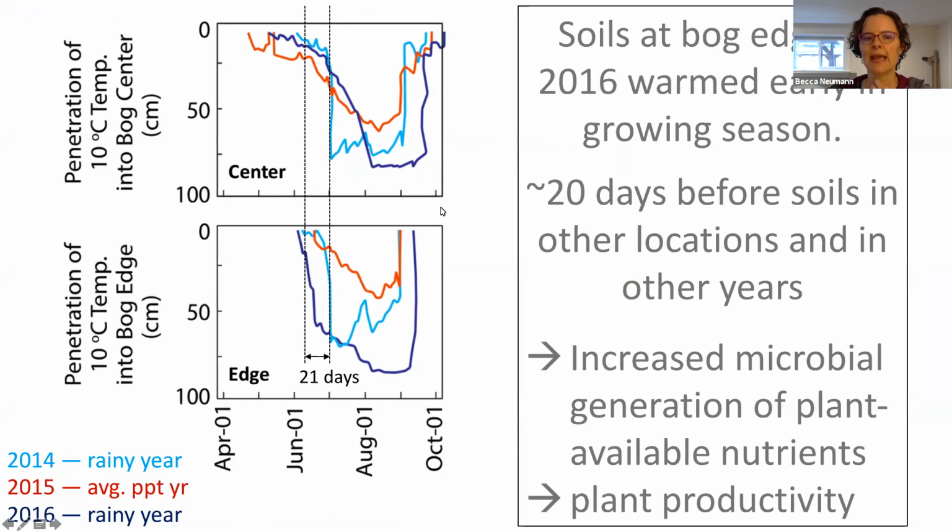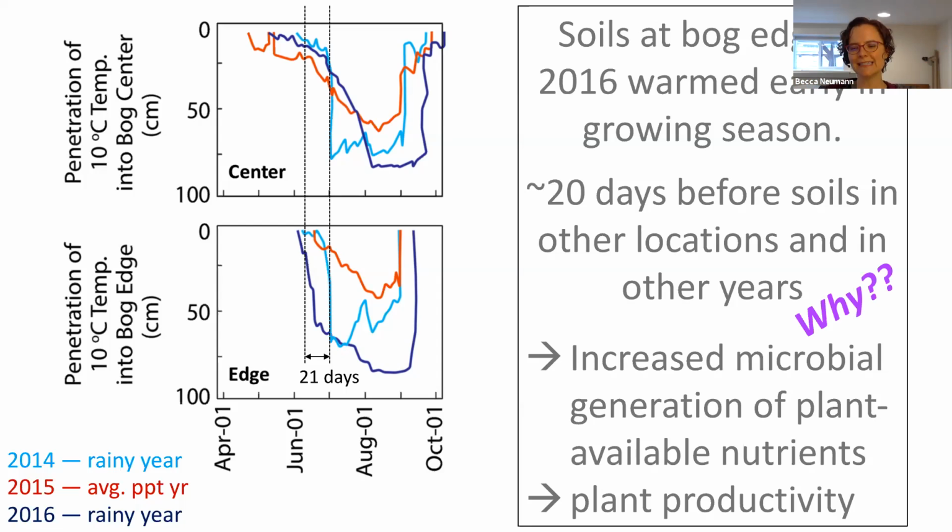than the soils did in other years within the edge or even in the center of the bog, so in other locations. And so it was really this early warming of the bog soils at the edge, which we think increased the ability of microbes to start generating plant available nutrients. And it's really the beginning of the season when the plants are taking up all of these nutrients out of the soil, and it helped then this Carex to grow and plant productivity to increase and methane emissions to increase.